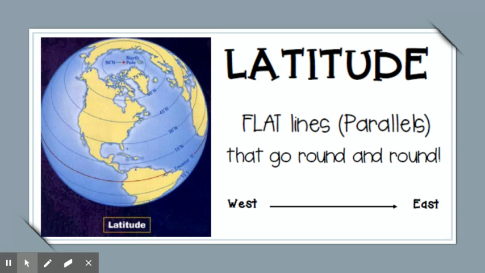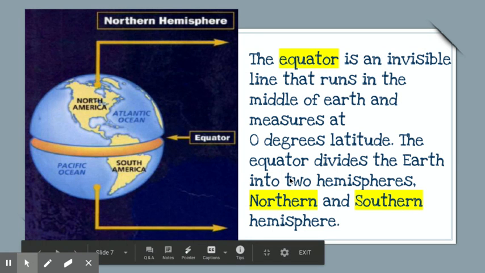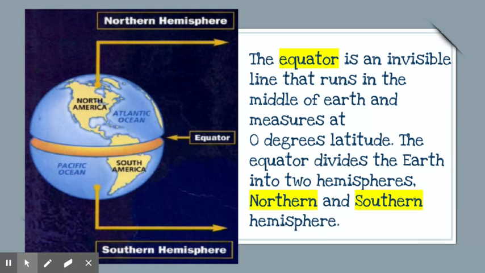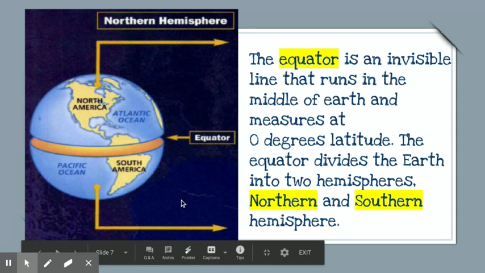Latitude lines, I call them flat lines or flatitude lines. They go round and round. They go from east to west. So the ones that go east to west are latitude lines. When you have your latitude lines, your very middle line in the middle is called the equator. This is 0 degrees latitude, and it divides the earth into two hemispheres. Everything above the equator is the northern hemisphere, and everything below the equator is the southern hemisphere.